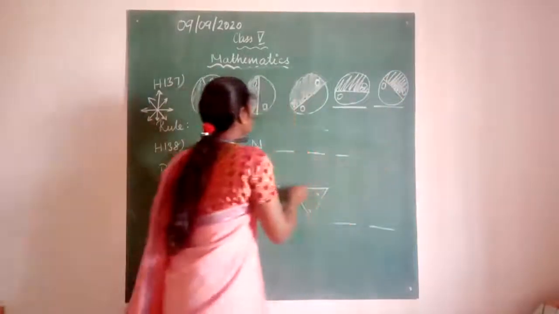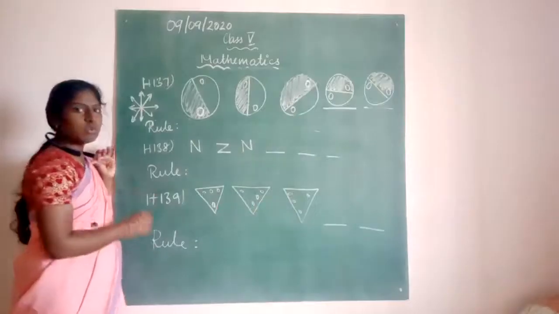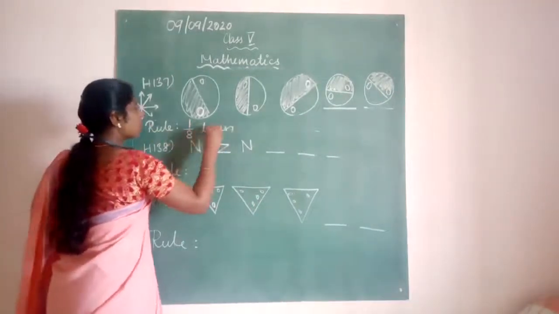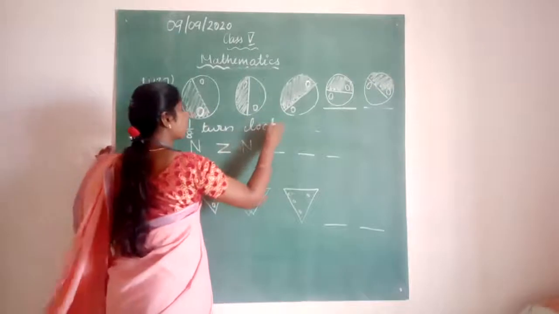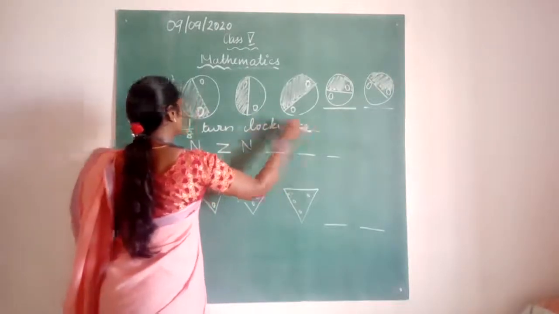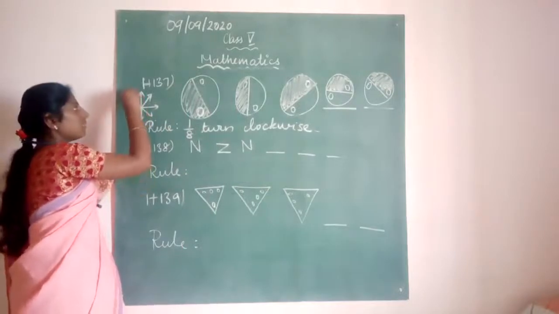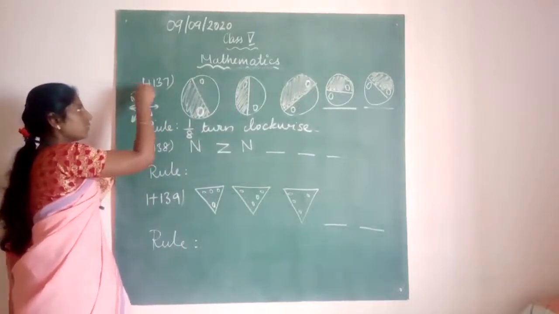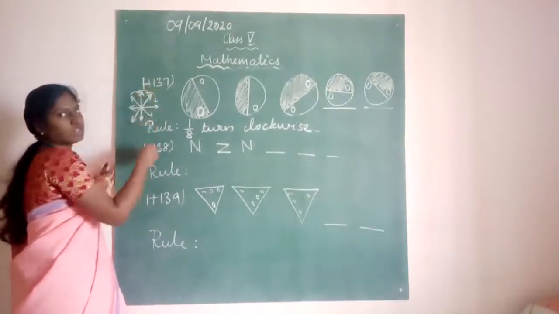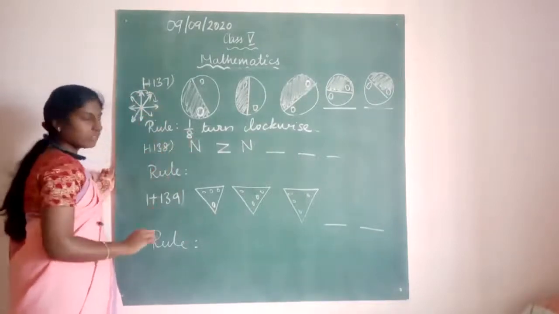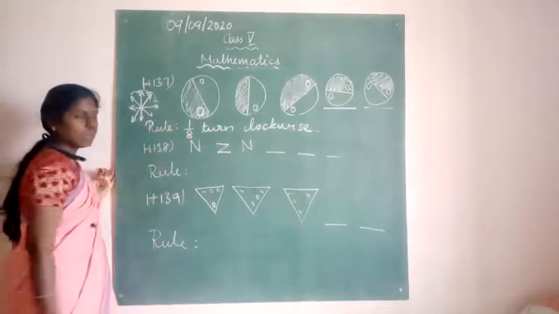So can you identify? The rule followed here is 1/8 turn clockwise. Okay, why? Because here we have 8 directions, right? So starting from here we move one direction, then 2, 3, like this we are moving. So here totally we have 8 parts. So that is 1/8 of a turn. Okay, so the rule followed in this pattern is 1/8 turn clockwise.